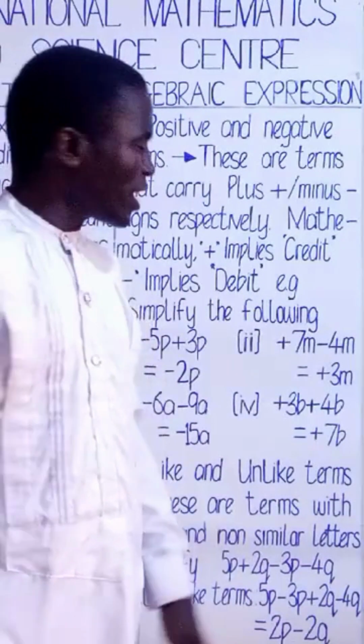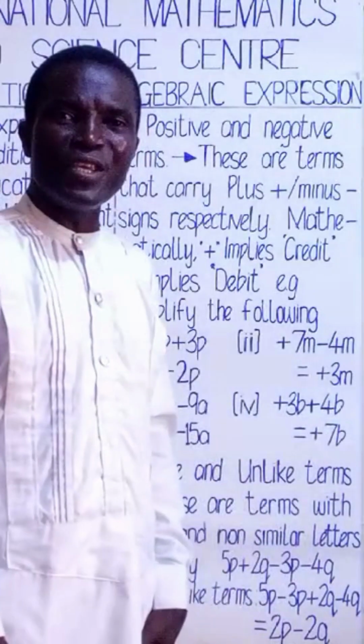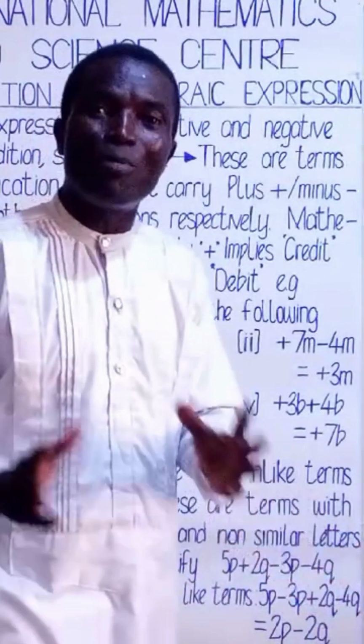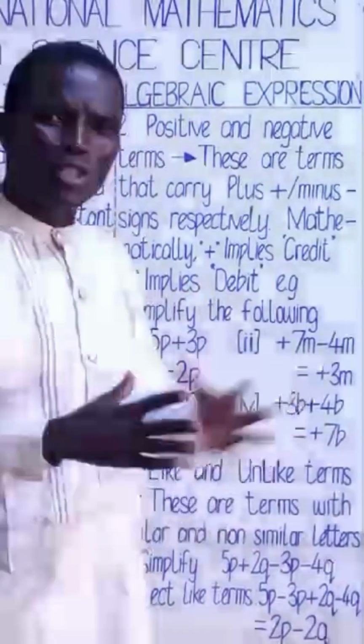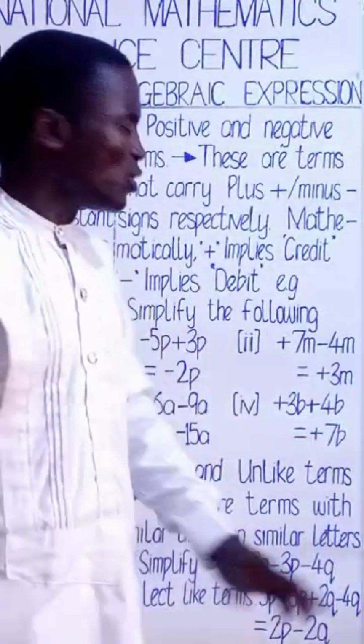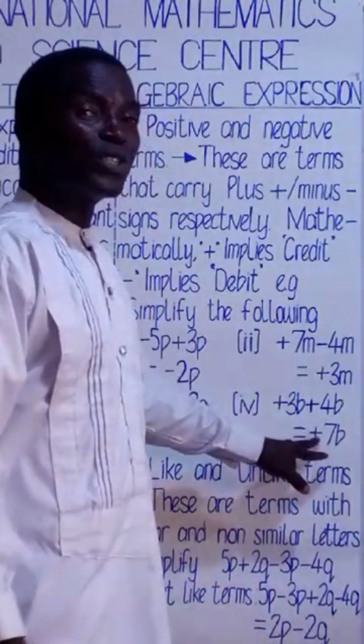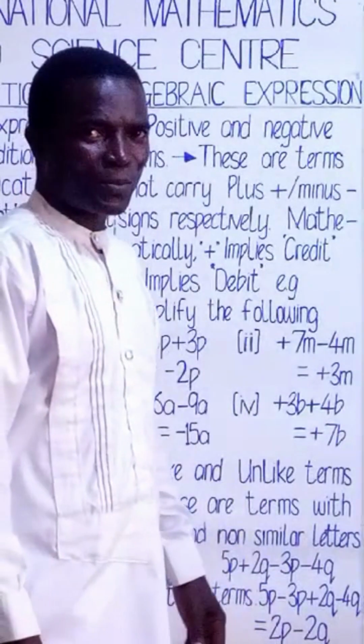Then on the other side of your pocket you equally have plus 4b. That means you are an embodiment of money. You have enough money with you. So the total amount of money that you now have with you is going to be plus 7b.